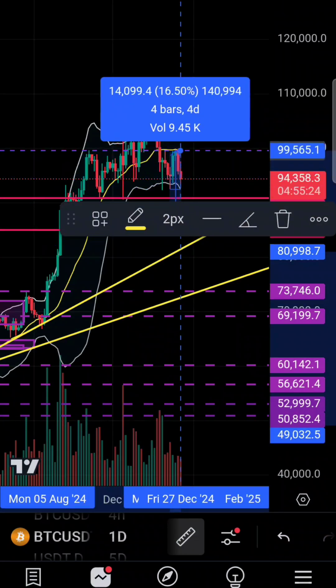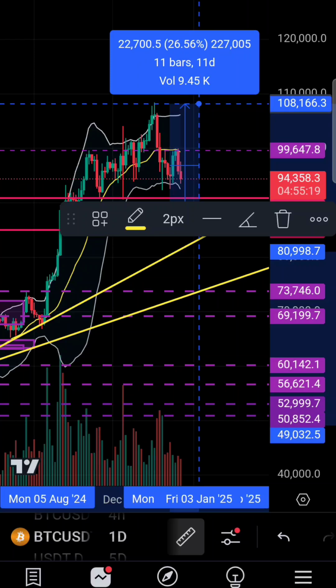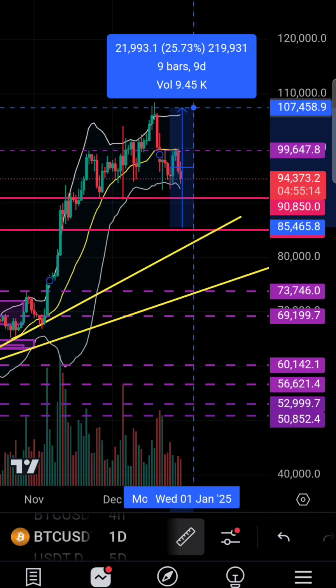And we just come back up to test the previous highs. Let's just say 20% times 5x leverage, that's 100%. If you're using 10K, you just made 10K. You just doubled your money. What is there not to be happy about?